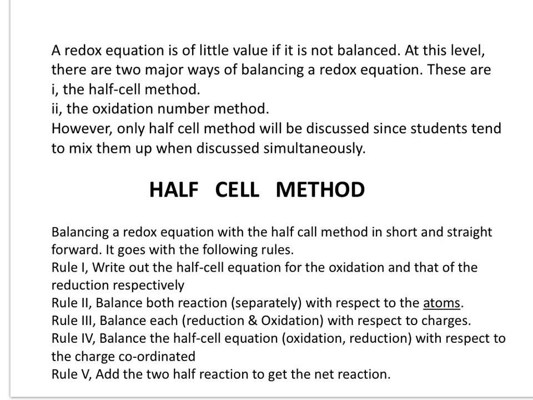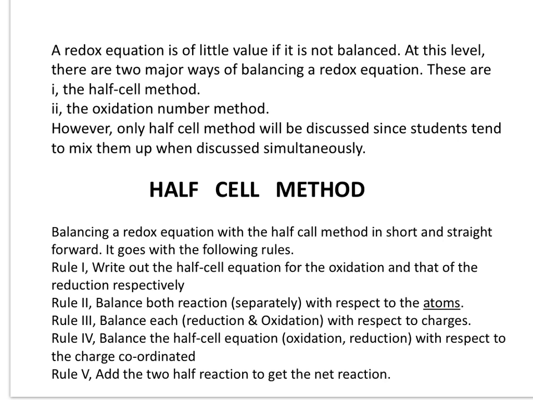A redox equation is of little value if it is not balanced. At this level, there are two main ways of balancing a redox equation. These are 1. The half-cell method. 2. The oxidation number method. However, only the half-cell method will be discussed since students tend to mix them up when discussed simultaneously. This means that we'll be discussing only the half-cell method of balancing a redox equation.